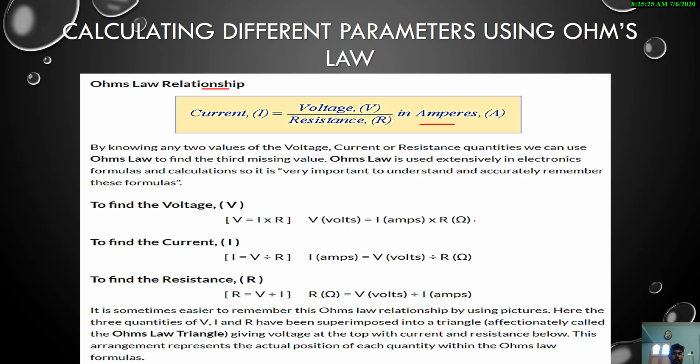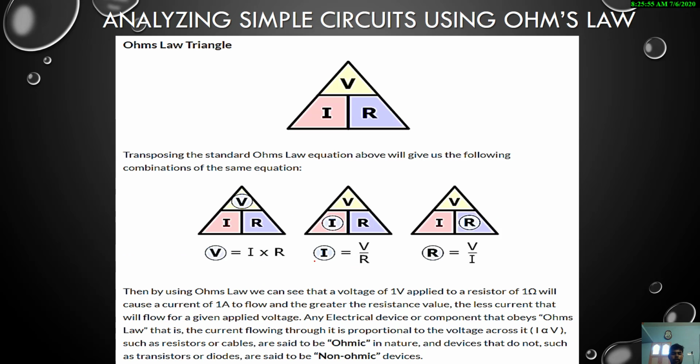Here we have three relationships. To find the voltage we use the formula V equals IR, to find the current we use I equals V divided by R, and to find the resistance we use R equals V divided by I. Accordingly, the unit also varies: volt, ampere, and ohm. And we will see the Ohm's law triangle.